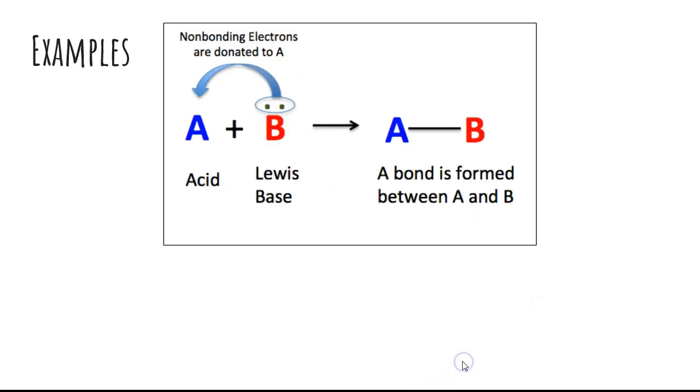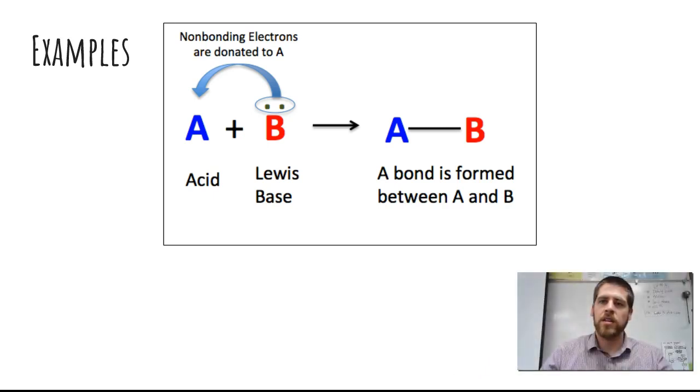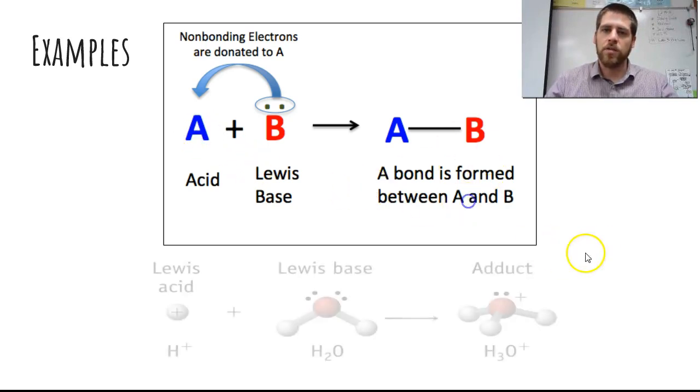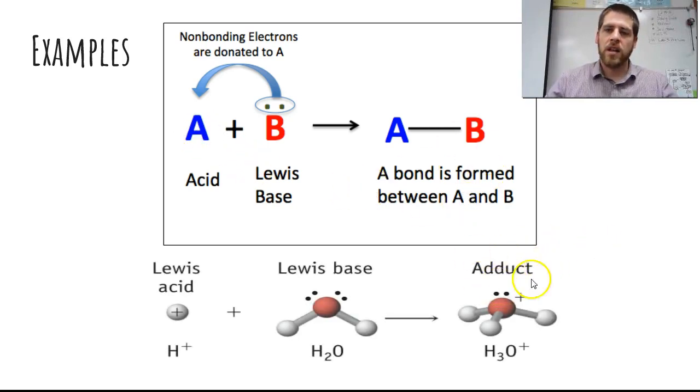We're not going to do a ton with Lewis acids, and so it's not vital that you get a lot of practice with this, but you do want to be familiar with it in case you see it here or there. So here's another example. The electron pair is being donated to the A here, so that's the acid. The Lewis acid accepts the electrons, and notice that a bond is formed. Sometimes that's called an adduct. The product from the Lewis acid and the Lewis base getting together is often referred to as an adduct.